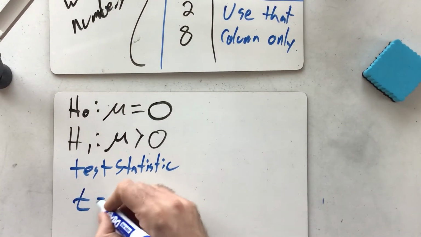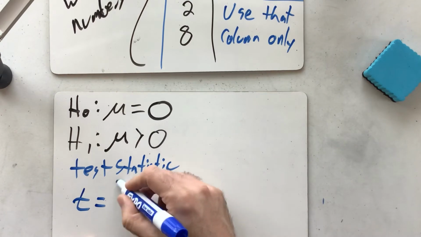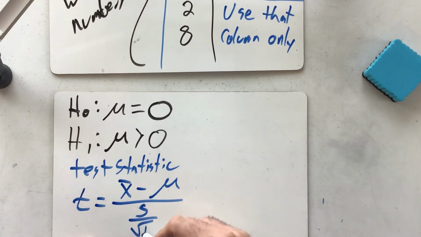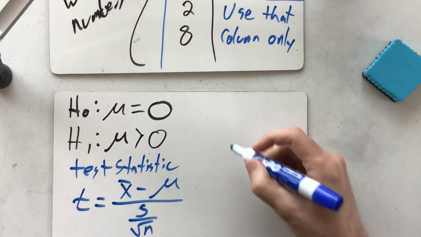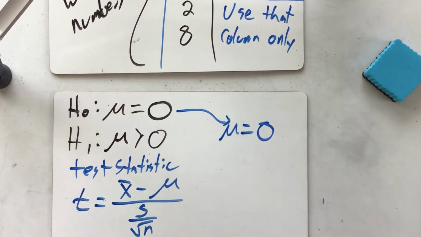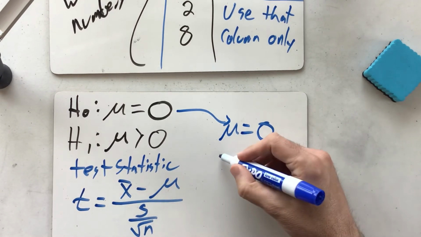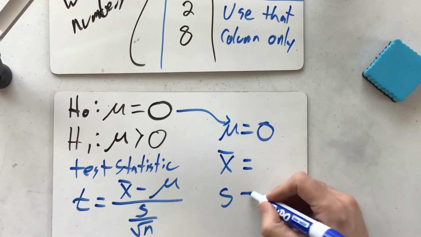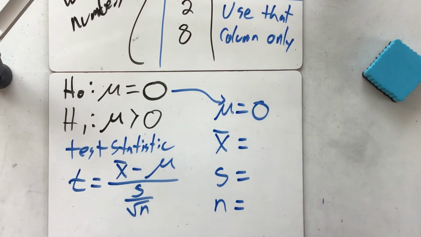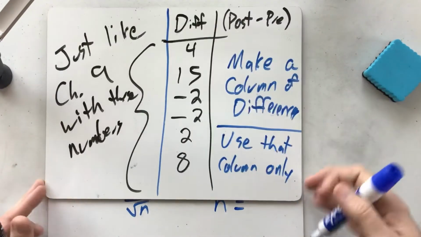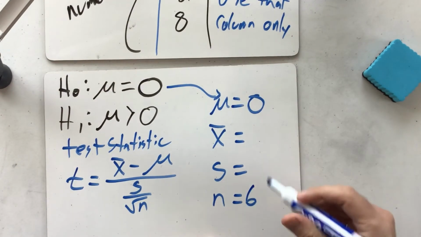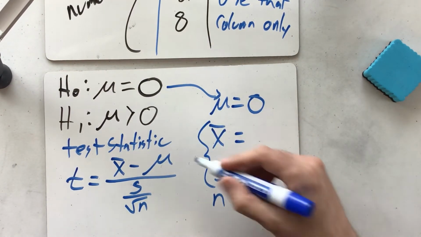And I'm going to do t is equal to x bar minus mu divided by s over the square root of n. A few of these are pretty easy. Mu is obviously 0, so that goes in really easy. X bar and s I'm going to have to find with my calculator, and n is just how many samples we had: 1, 2, 3, 4, 5, 6, so I had 6 items. So n is 6, and x bar and s I'm going to get from my calculator.